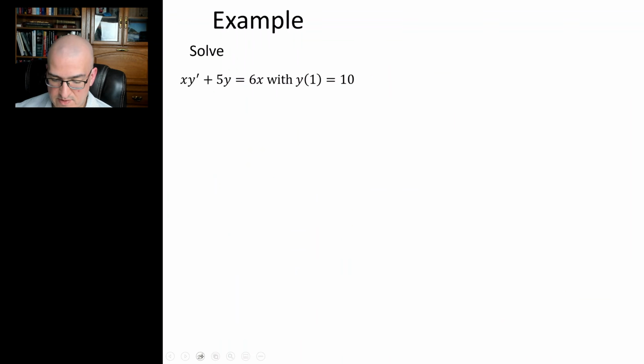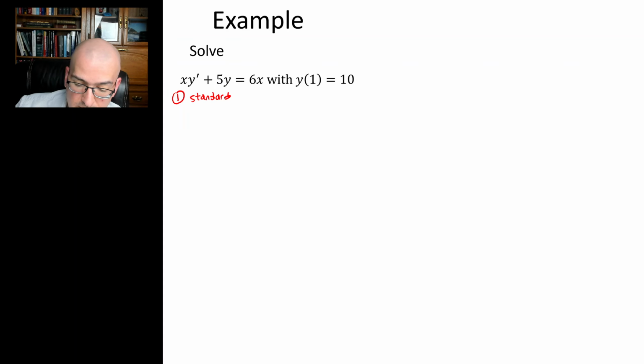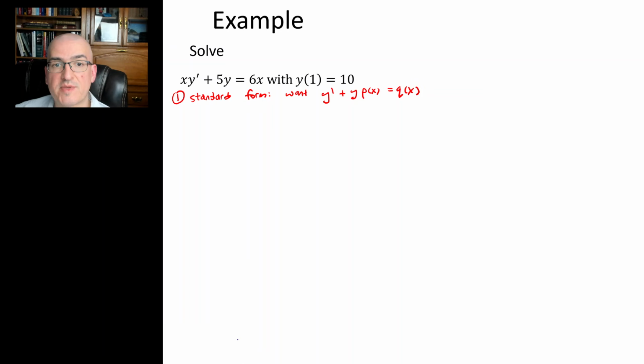All right, another example. Solve the differential equation. This time there's an initial condition, y of 1 is equal to 10. And we're going to use that to find our constant, or c, that will come out. But as usual, we have to do our steps. Our format, standard form. We want y prime plus y times p of x is equal to q of x. We currently don't have that. So I'm going to start by dividing all the pieces by x to isolate for y prime.